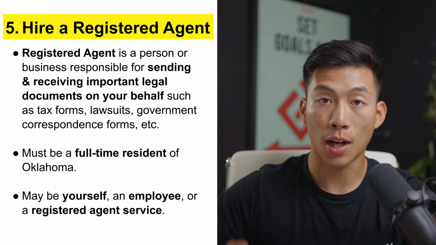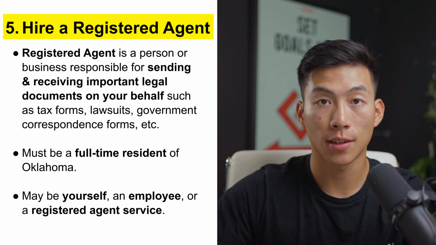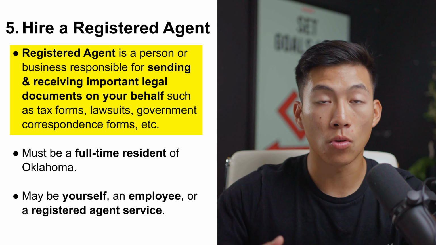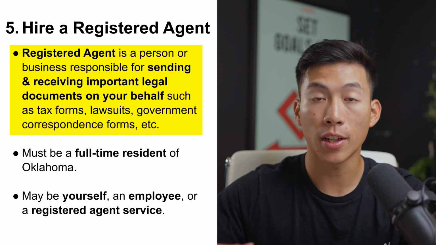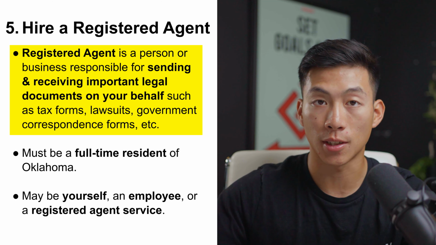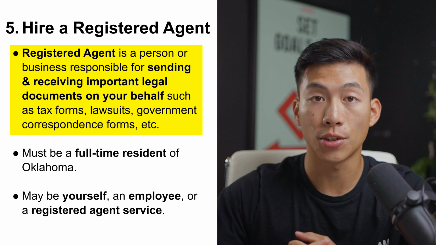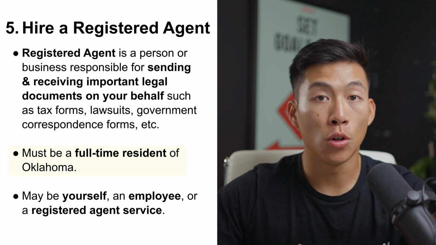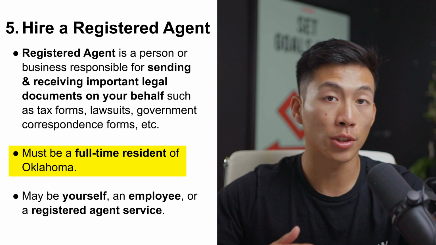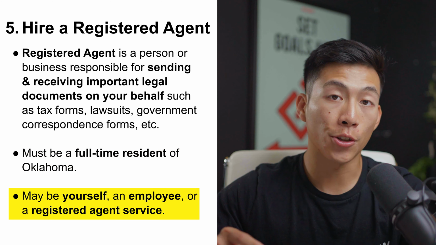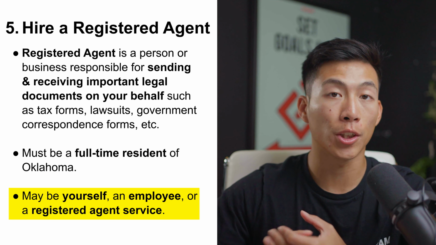Step 5 is to hire a registered agent for your business. A registered agent is basically a person or business that is responsible for receiving any legal documents on behalf of your business. This can be things like tax forms, lawsuits, or any important government correspondence. Whoever the registered agent is, they must be a full-time resident of Oklahoma, and this can either be yourself, an employee, or a registered agent service.